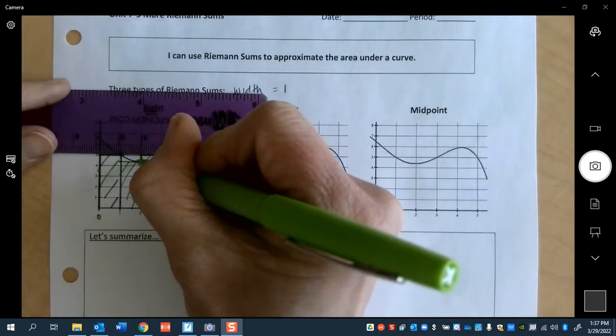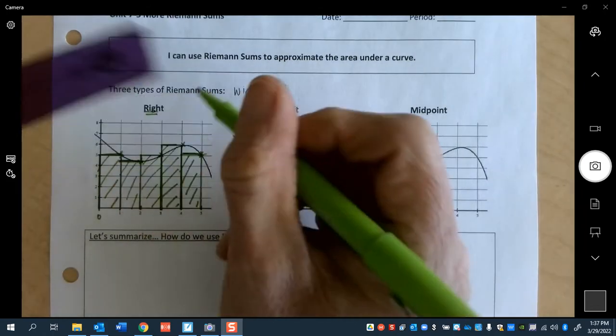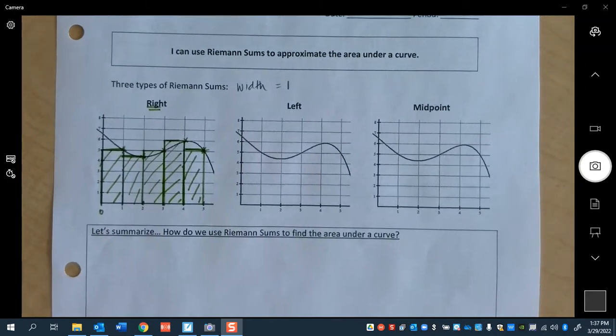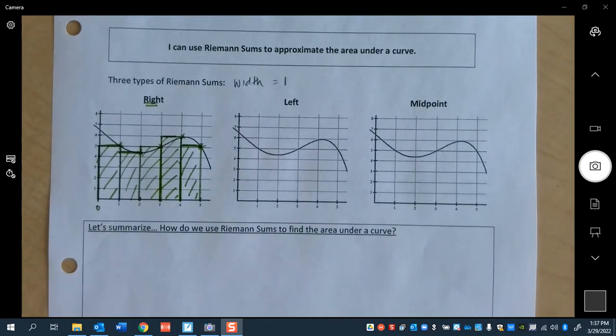So the hint for drawing, if you're struggling with how to draw them, my advice for you is to draw a vertical line on your intervals up to where the graph is, and then mark: am I talking about the left hand box or the right hand box?